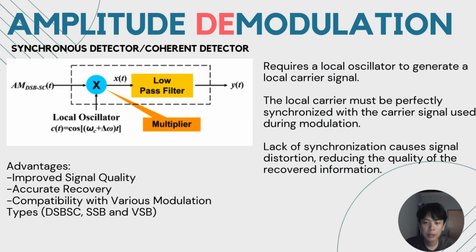Another type of demodulation method is the synchronous detector, or coherent detector. This method provides better signal quality and recovers signals from various modulation types like DSBSC, SSB, and VSB. It uses a local oscillator to generate a carrier signal synchronized with the original carrier used during the modulation. However, synchronization must be precise, otherwise distortions may occur, reducing the quality of the recovered signal.